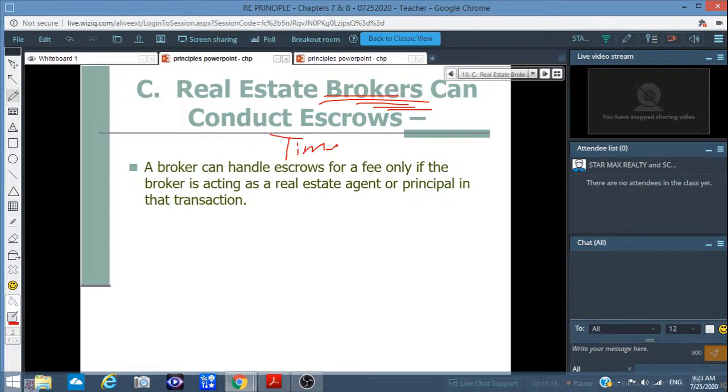Time consuming. 我以前就做过，OK，两三单的这个交易，OK，全部 all cash，它没有弄在里面，OK，很费时间的，OK，所以我做完了两个都不做了，OK，交给其他 professional 去做。这个他的动作很琐碎的，OK，支票都开了十几张出去。Broker can handle escrow for a fee only if the broker acting as a real estate agent or principal in that transaction.